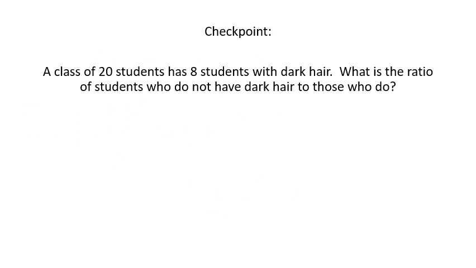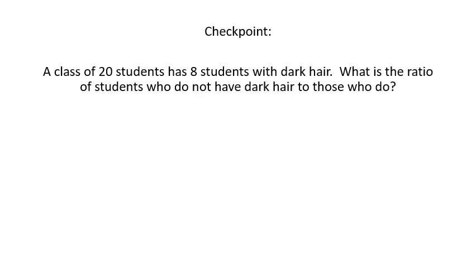So for your checkpoint, we have a class of 20 students, 8 of which have dark hair. What is the ratio of students who do not have dark hair to those who do? Again, we're working on the assumption that this partitions the class: a student either has dark hair or does not have dark hair. A student who does not have hair for whatever circumstance is considered to not have dark hair. So this is a partition between the two.